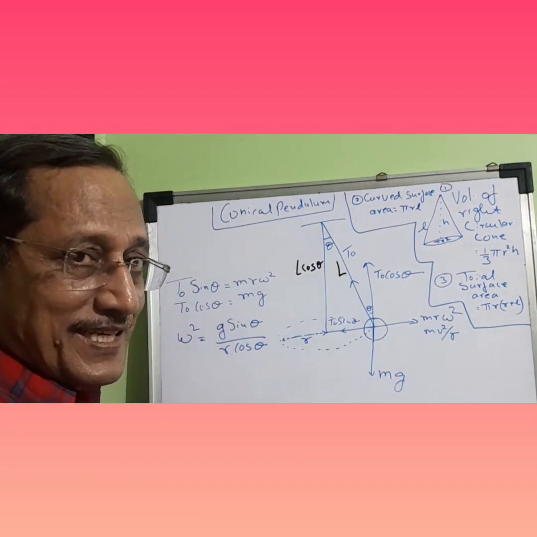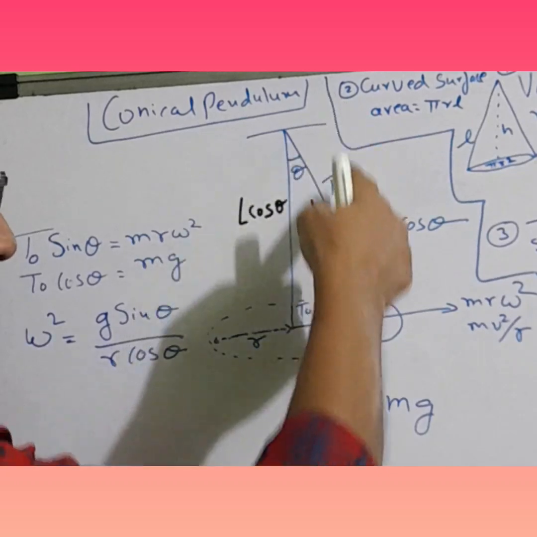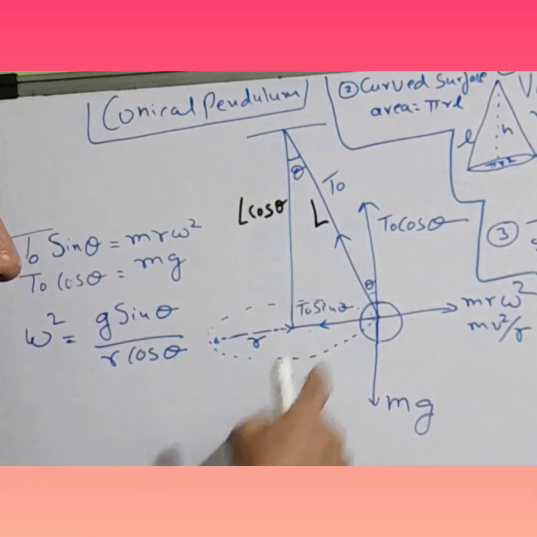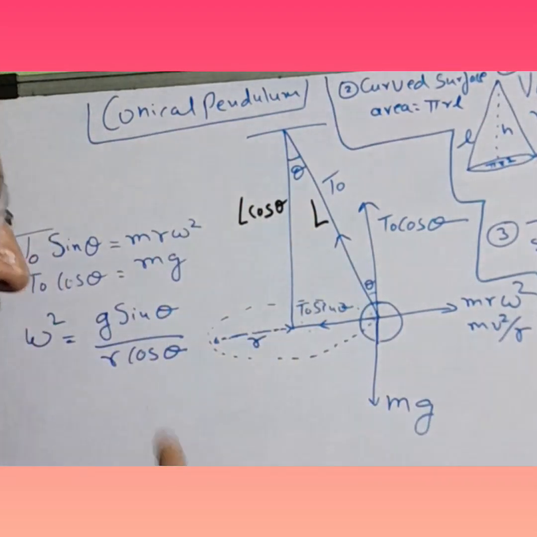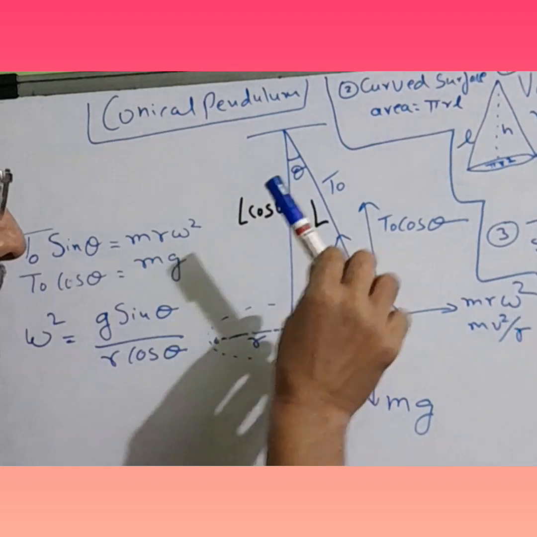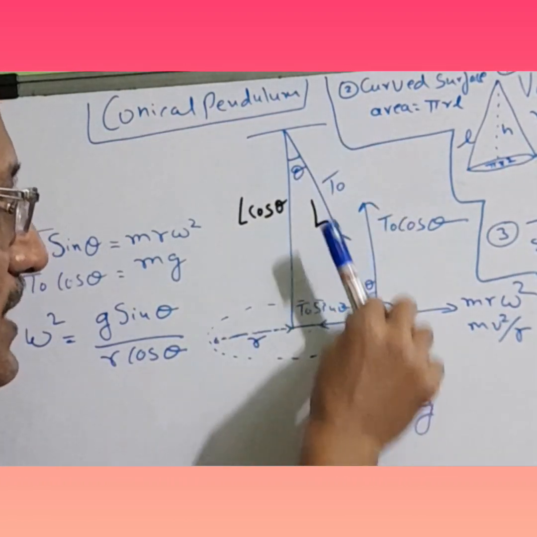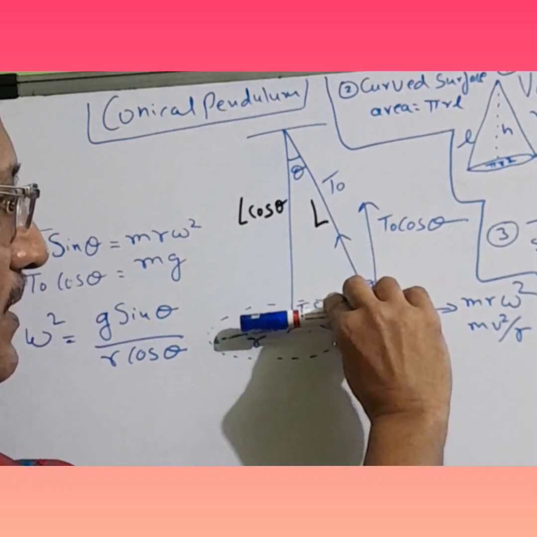It's anybody's guess anyways. Here it's very simple. One line, another line, transversal, alternate angle. So this is theta, this is theta, this also is theta. Fine, got it. Okay, then in order to get the vector which is balancing mg, we resolve T0 into T0 cos theta and T0 sin theta.